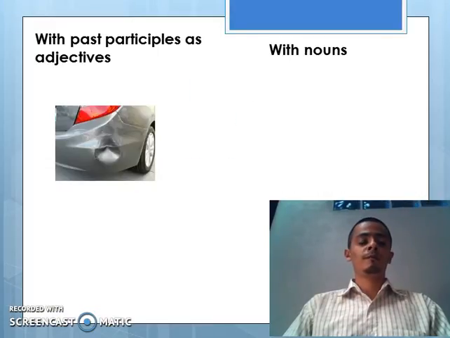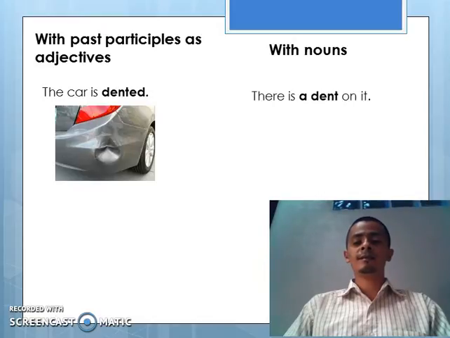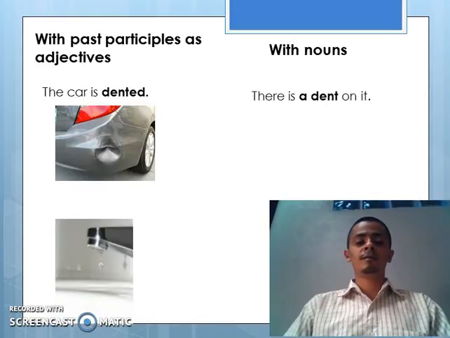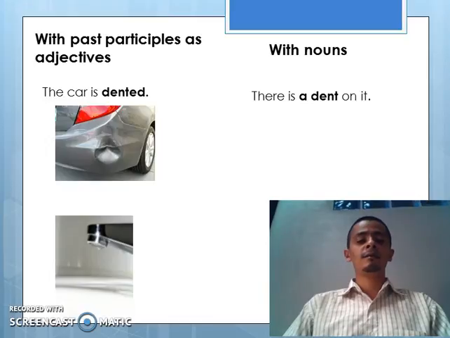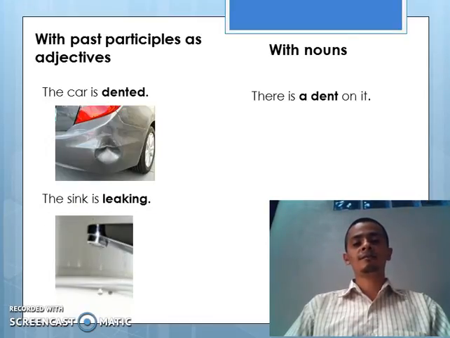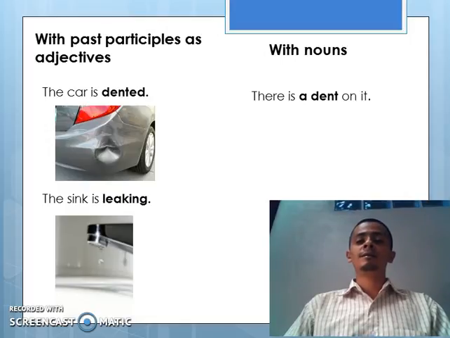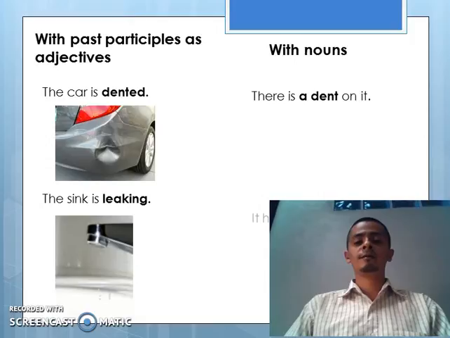Look at the back part of the car. With past participle we can say the car is dented, and with nouns we can say there is a dent on it. And to describe the sink we can say the sink is leaking, but there is an exception in this example because is leaking is a present continuous form, and with nouns we can say it has a leak.